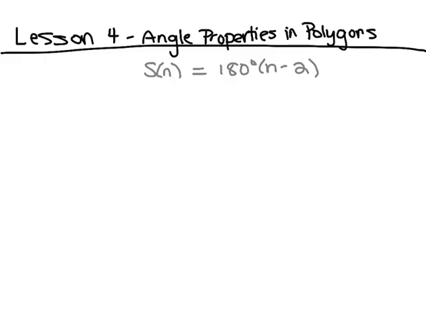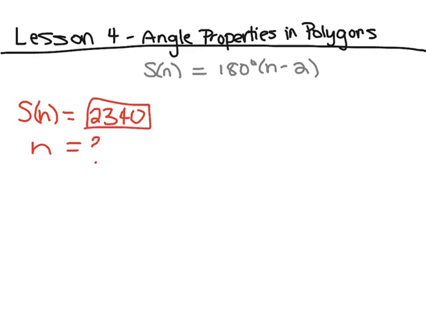Example 2, the sum of angles of a polygon is 2,340. So the sum is 2,340. And we want to know how many sides there are. So now we're working backwards. So we're going to put this in place of the sum. So 2340 is equal to 180 times (n minus 2).